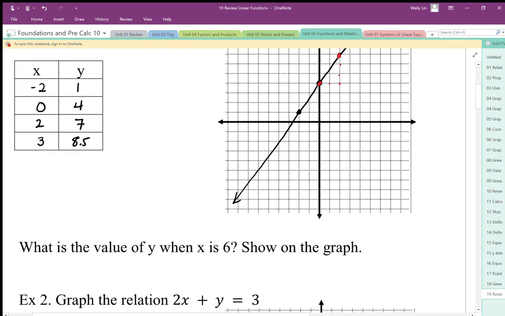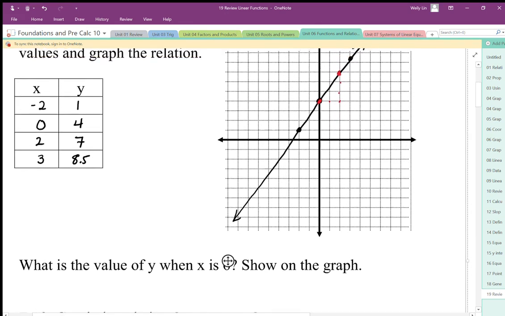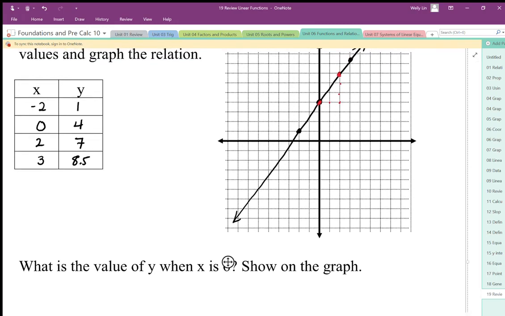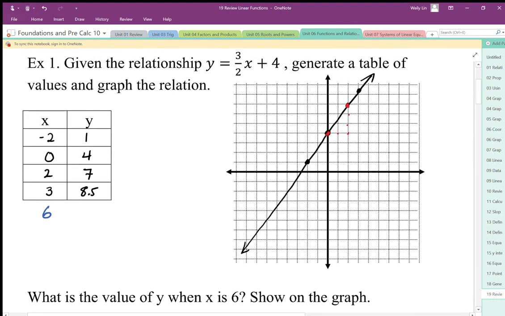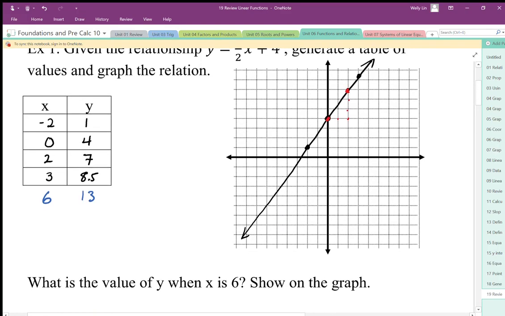So this is a function. So what is the value of y when x is 6? Well, we can just plug in a value of 6. We put it into our function. Our input is 6. Our output is going to be 13. So we can use this as our input and output. There's our x and y. So these all are connected. These ideas all are connected.